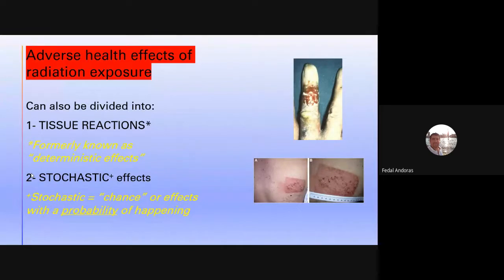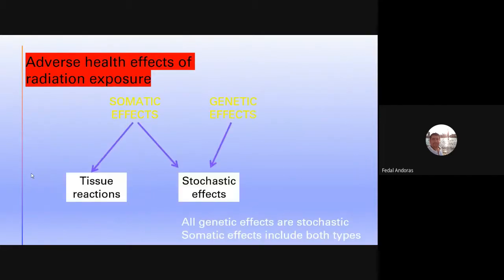So this is non-threshold. The stochastic effect is more problematic, in my opinion. Tissue reaction is problematic, but we can see it, we can deal with that. So we have tissue reaction and stochastic effect. In many slides, we are talking about these in detail separately.